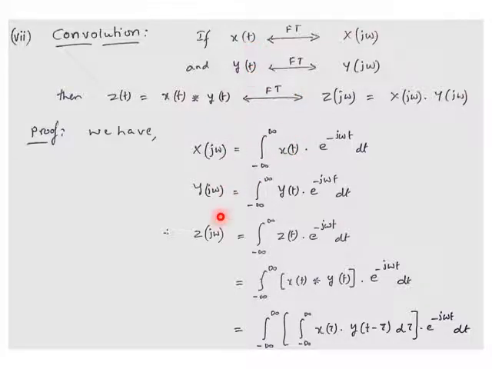So if I take z of j omega, the Fourier transform of z of t, so integration minus infinity to infinity z of t into e to the power minus j omega t dt. But we said z of t is nothing but x of t convolution with y of t. I will replace for z of t. So it means x of t convolution with y of t. We replaced z of t, so we got x of t convolution with y of t.